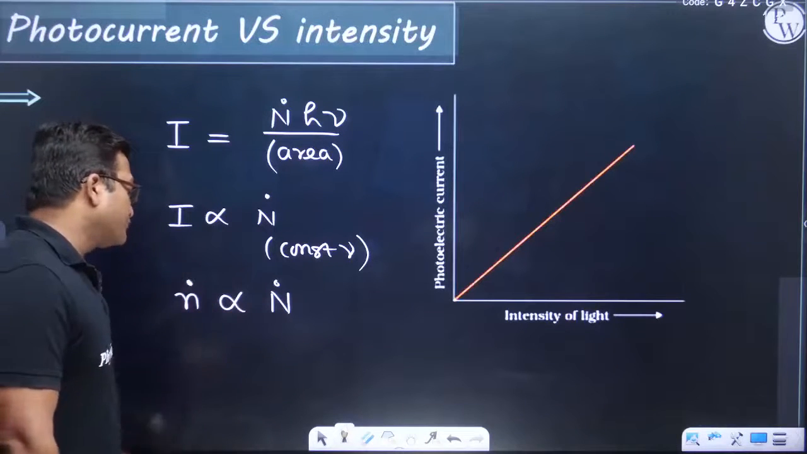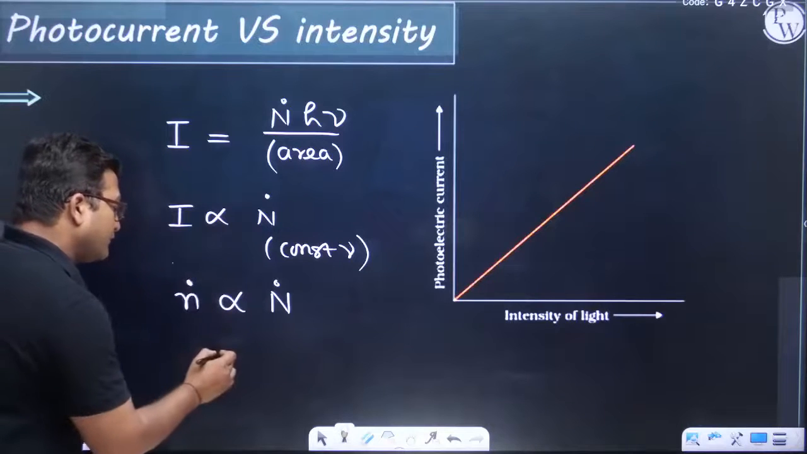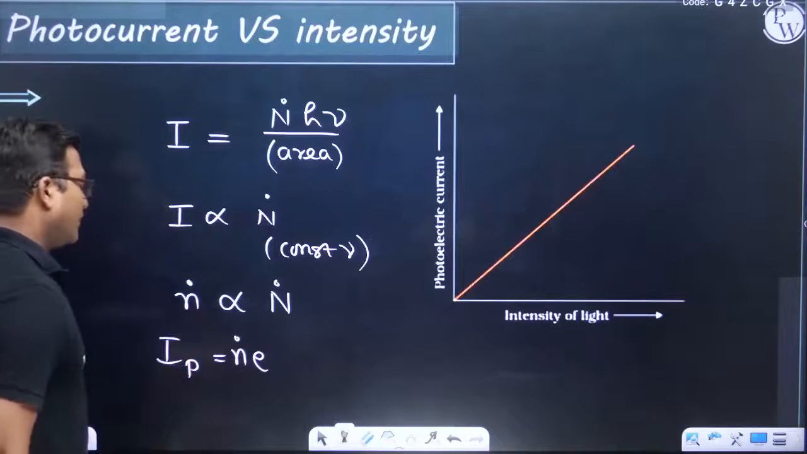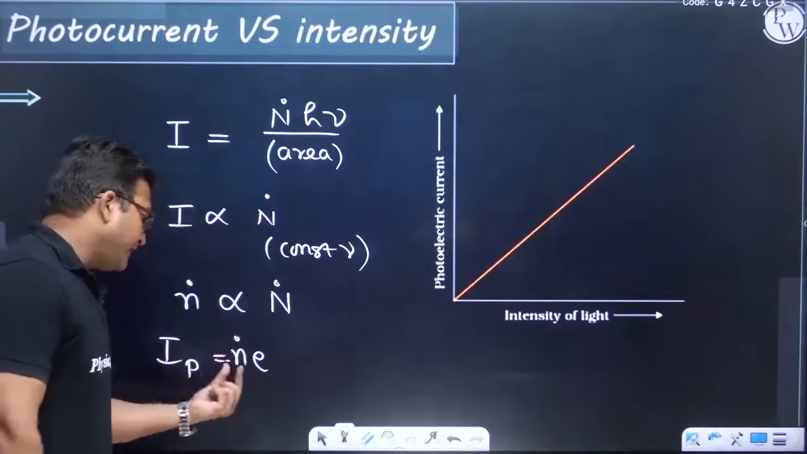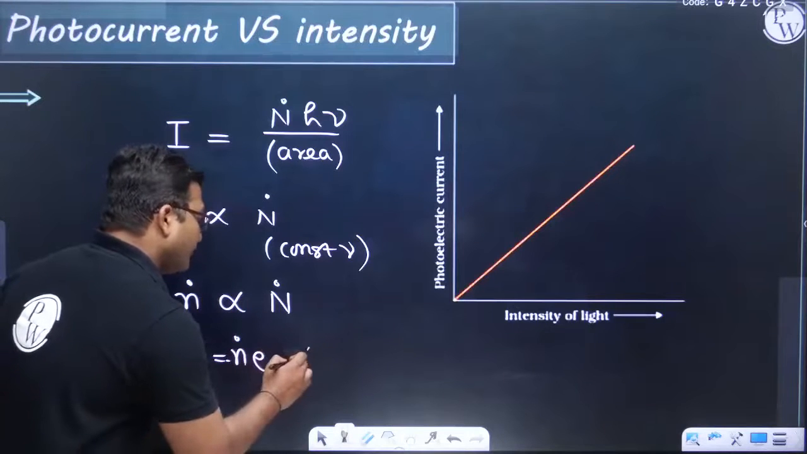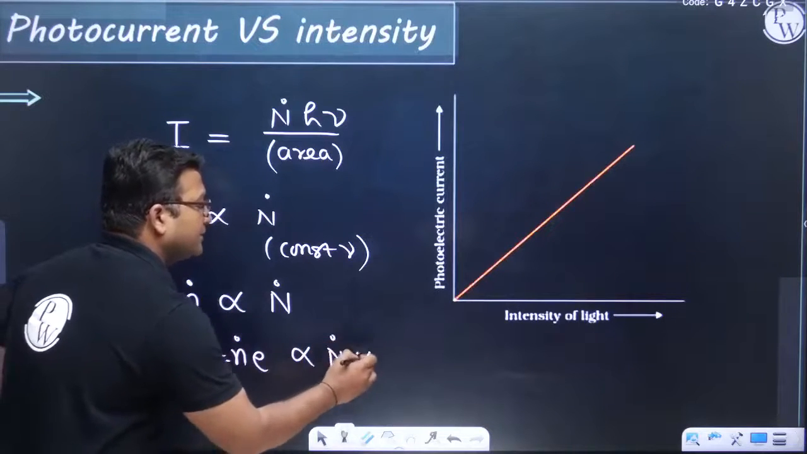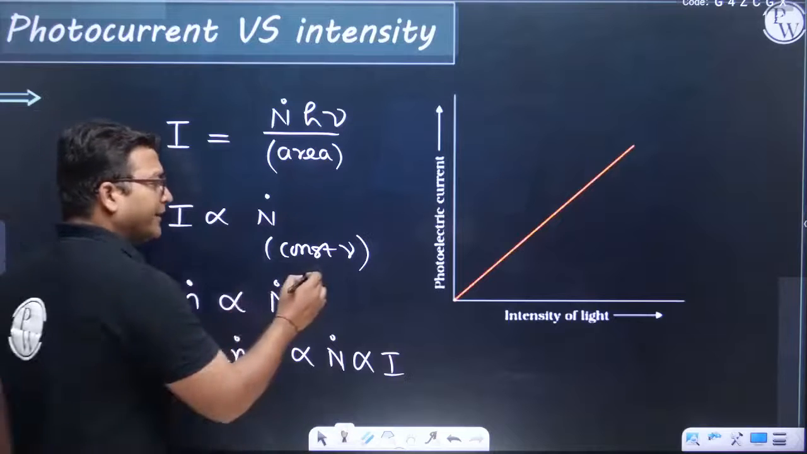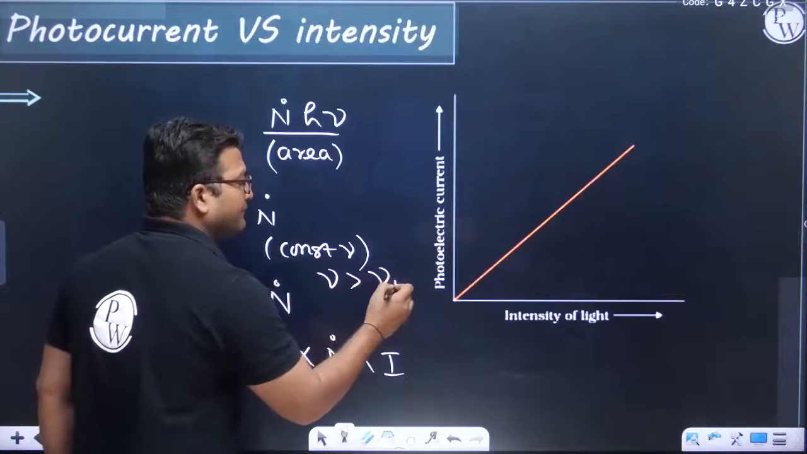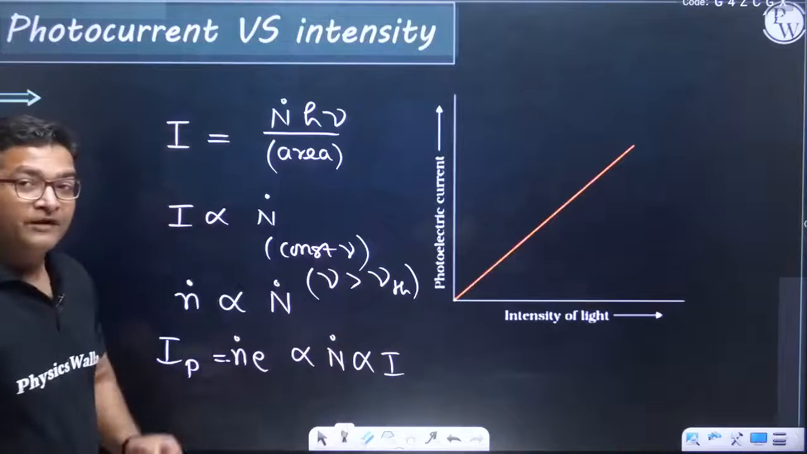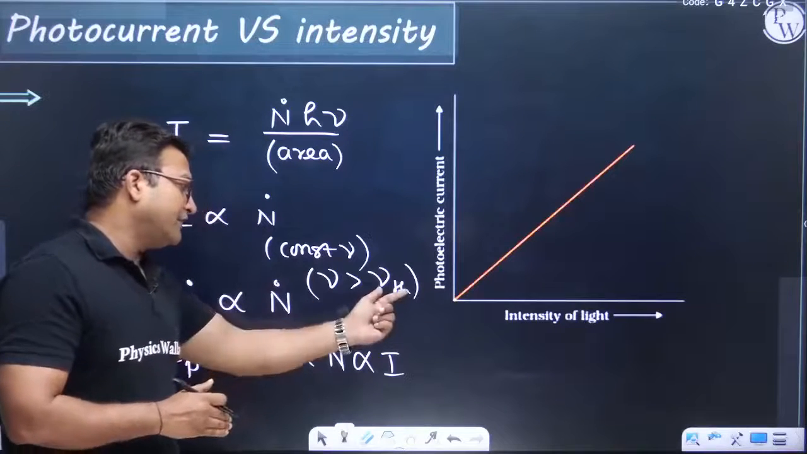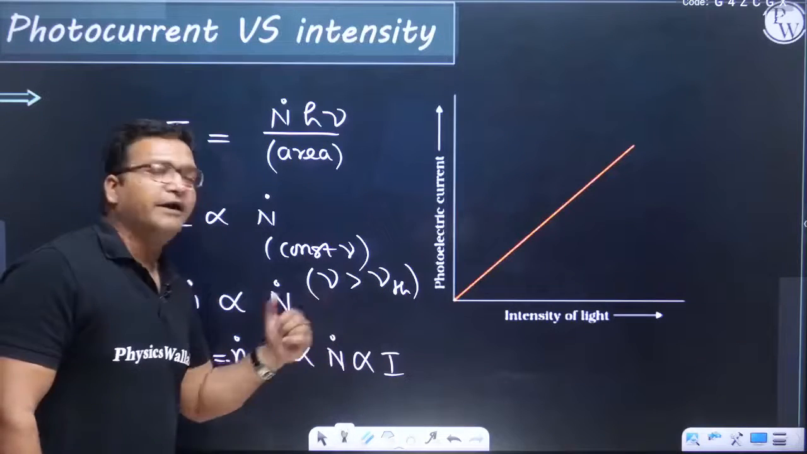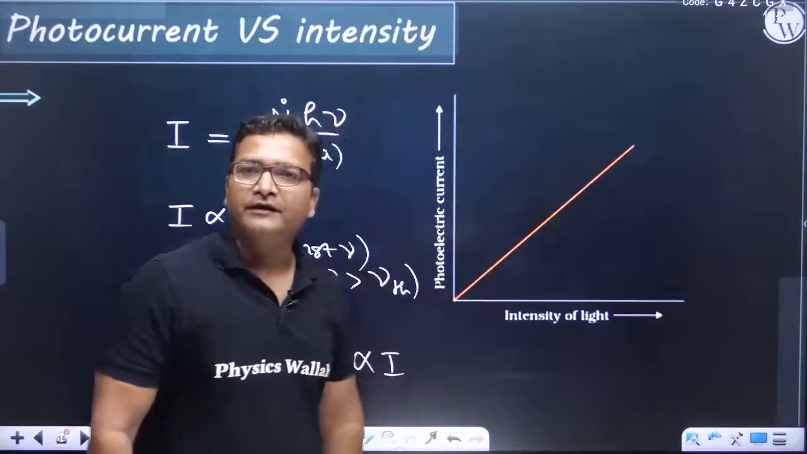Okay, and if these two are proportional to each other, these are the number of photoelectrons, so n dot times e becomes the photocurrent. So now you see Ip is proportional to n dot and n dot is proportional to N dot. So you can say the photocurrent is proportional to N dot, which in turn is proportional to intensity. So if frequency is constant, and obviously the frequency is more than the threshold frequency, then we see the photocurrent is proportional to intensity. You increase the intensity, photocurrent increases, right?